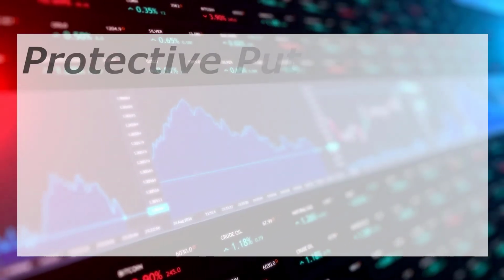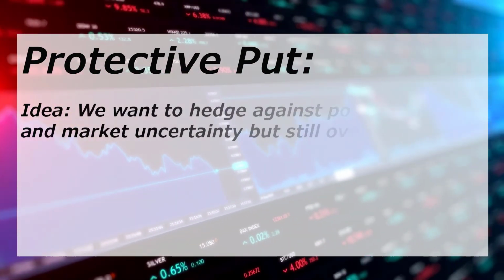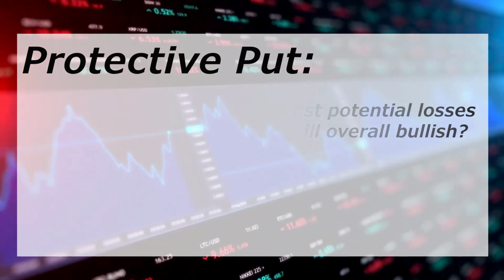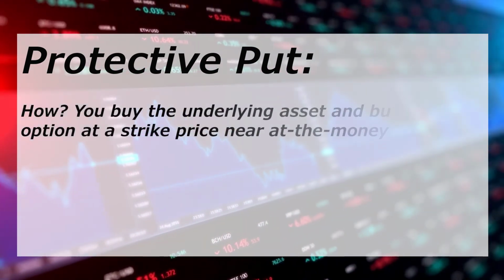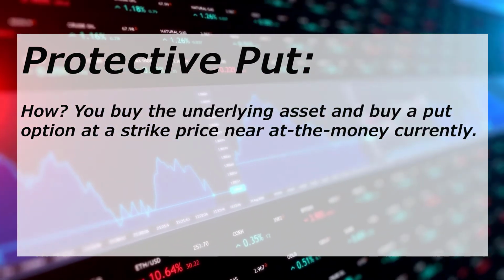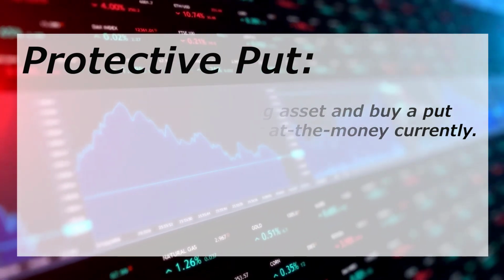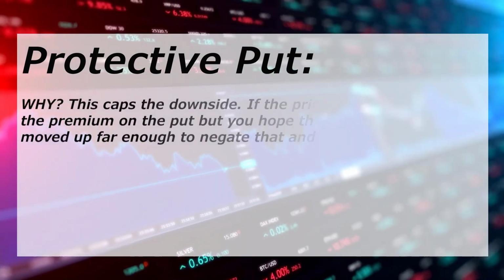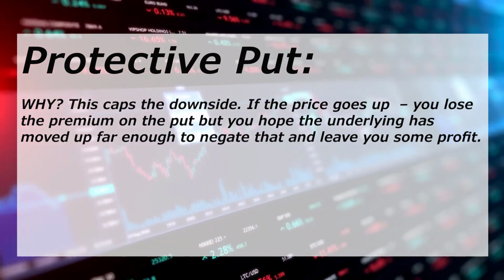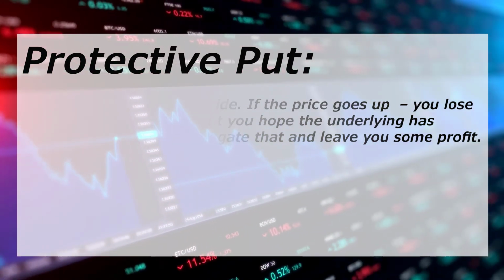Now the first one is called a protective put, and we want to hedge against potential losses and market uncertainty, but still we're overall bullish. So what do we do here? We buy the underlying stock and we buy a put option at a strike price near at the money. Remember what that means, currently. So this then caps the downside, and if the price goes up you lose the premium on your put, but you hope that the underlying move in the stock is far enough to negate that and leave you some profit.